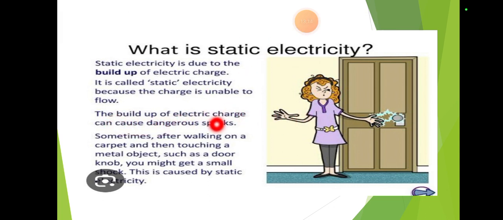The buildup of electric charge can cause dangerous sparks. Whenever we have electric charge and we touch it with a metal wire, what will happen? There is a dangerous spark which can be harmful for us. Sometimes after walking on a carpet and then touching a metal object such as a doorknob, you might get a shock. That's static electricity. Why? Because it's metal and the charge would flow, so it will have a current.